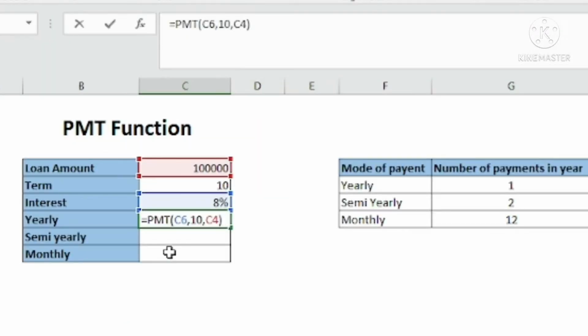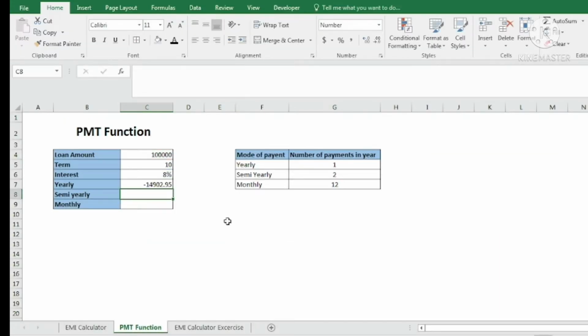What is the formula? Pmt, then I have taken this interest rate and comma, term, that is 10. Why 10? Because there is only one installment in a year, as we are calculating yearly installments, and then the loan amount, and enter. So you can see here the answer that we are getting is negative.